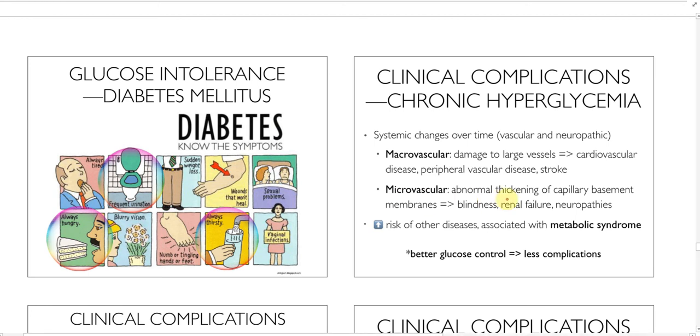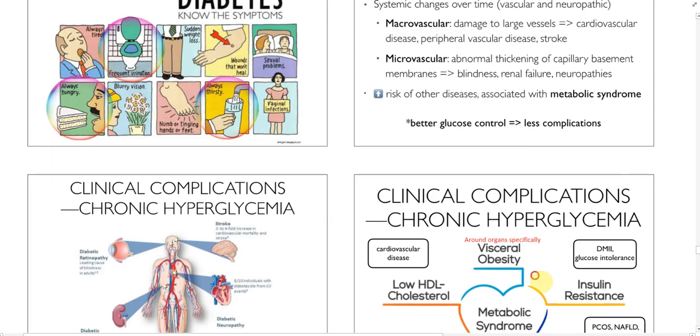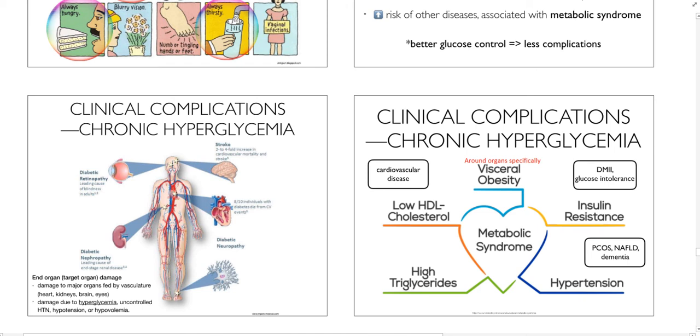Whereas microvascular is going to be abnormal thickening of the capillary basement membranes. So that in particular can lead to neuropathies in the feet, blindness from retinopathy in the eyes, and renal failure. There's an increased risk of other diseases associated with metabolic syndrome, which is also an important disease. But in general, when we have better glucose control, we have fewer complications, not less, fewer.